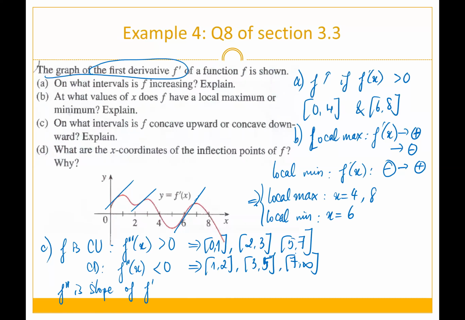And so we also have the inflection points. This is where it goes from positive to negative. So inflection point is going to be at x equal to 1, from this one to this one. So you have a 2. So you go from positive to negative, and that's an inflection point. And yeah, then we have 3, 5, and then 7.